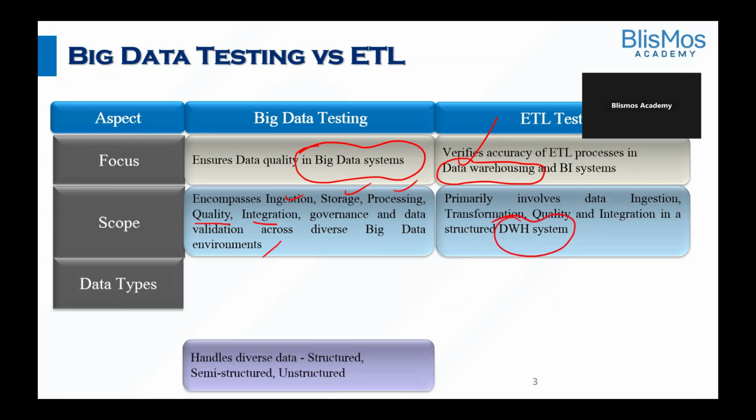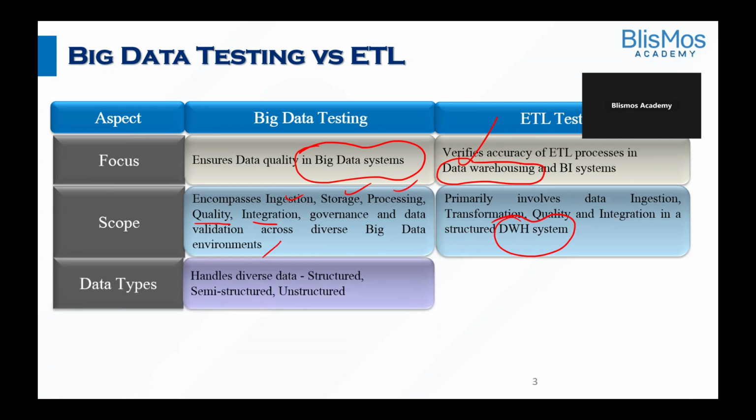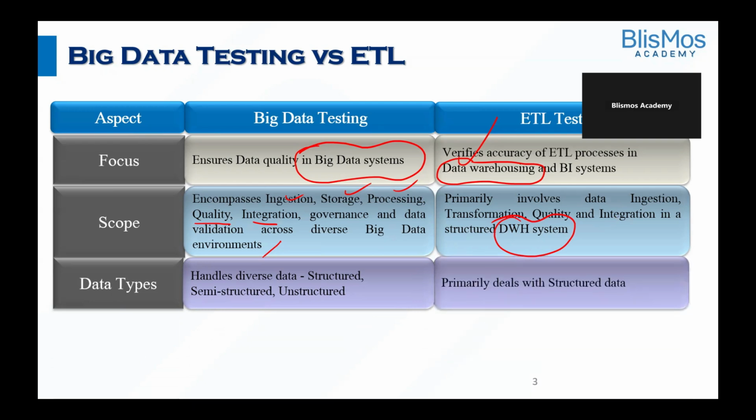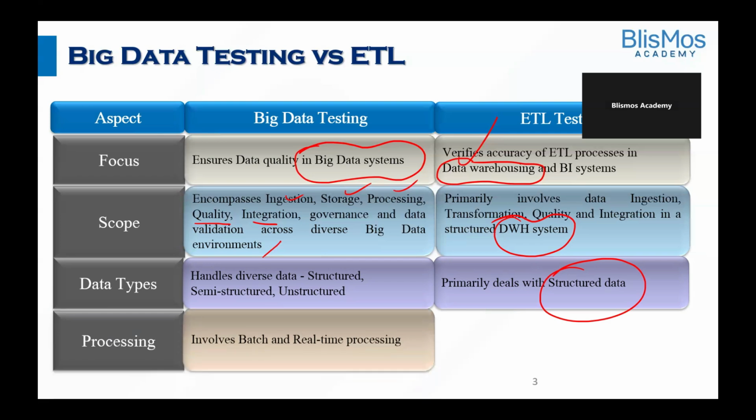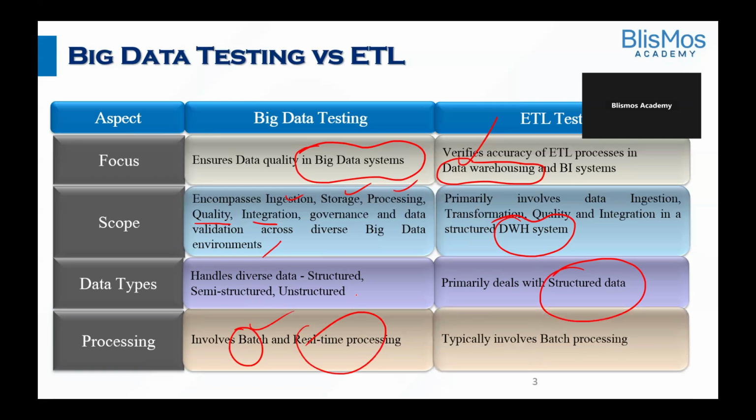In terms of data types, big data systems handle structured, semi-structured, and unstructured data. Obviously, you need to perform validation of all these three types of data in big data testing. On the other hand, ETL testing primarily focuses on structured data. When I say ETL testing, I am referring to the testing done for the data warehouse. In terms of processing, big data involves both batch and real-time processing, whereas data warehouse testing typically involves batch processing.